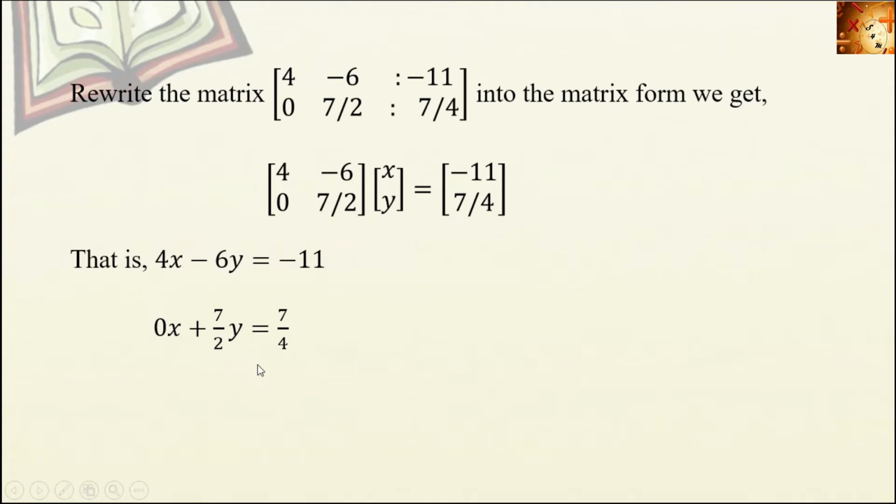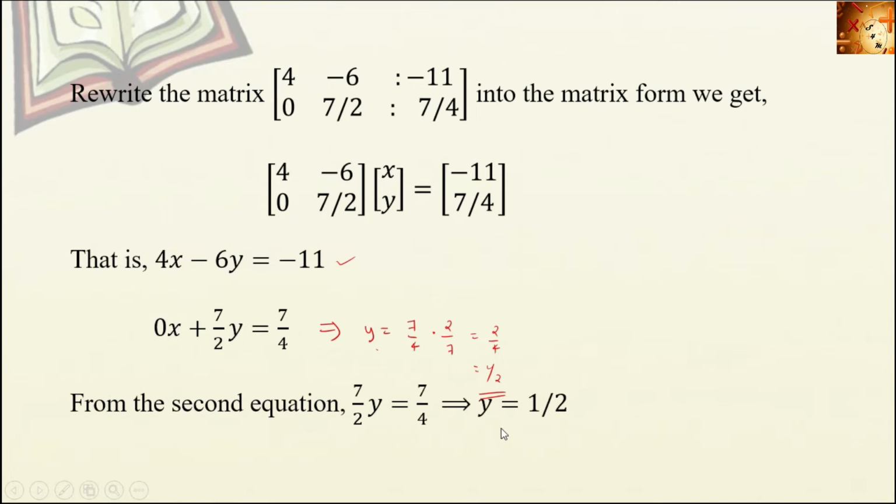From the second equation we have y equal to 7/4 into 2/7. So this is equal to 2/4, which is equal to 1/2. So we got the value for y. Substitute this value of y in the first equation, then we can find the value of x.